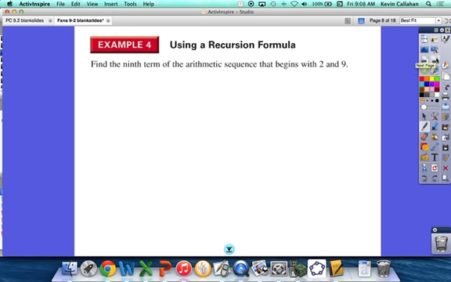Okay. Find the 9th term of a sequence that begins with 2 and 9. And they're saying use the recursion formula to do this. Okay, if you say so. So it starts with, I'll do the same thing. 1, 2, 3, 4, 5, 6, 7, 8, 9. The first 2 terms are 2 and 9.